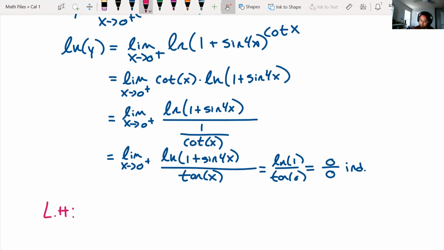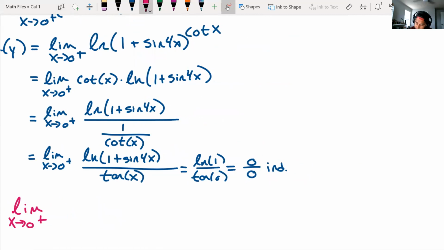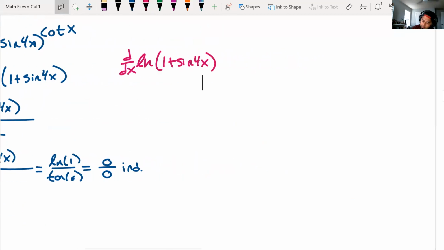Okay, so now we use L'Hopital's. I get the limit as x approaches 0 from the right. And again, we take the derivative of the numerator and denominator separately. So this is going to involve a little bit of chain rule. If you have d over dx of the natural log of 1 plus the sine of 4x, well, remember the chain rule derivative for the natural log is the derivative of the inside over the inside. So what is the derivative of the inside?